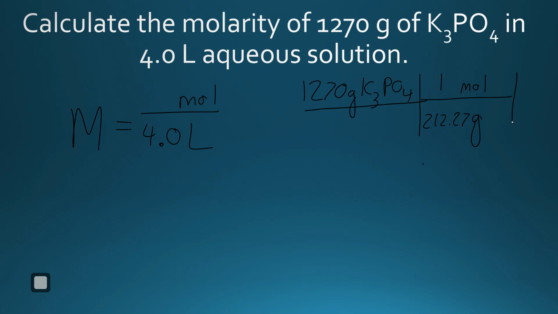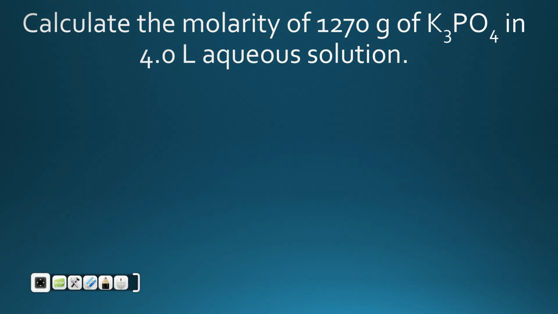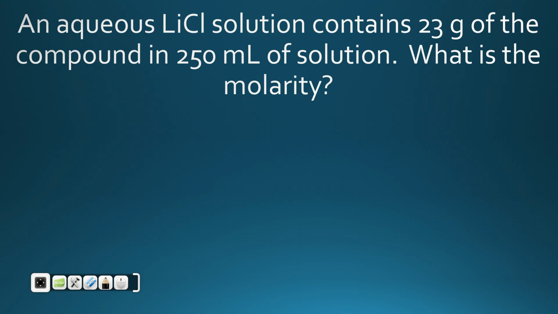I'm getting 5.98 moles. Again, following my sig figs for now, 5.98. Over here, I'm going to round down to 2 because of the liters. So 5.98 divided by 4, I'm getting 1.5 molarity. So what am I saying? There's 1.5 moles of K3PO4 for every liter of solution. And this would actually be a fairly high concentration. When you're above 1, it's a decent concentration.